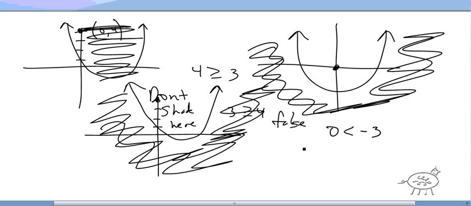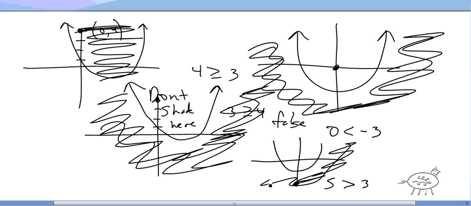Guys, if I would have done that same problem and I would have tested this point right here, do you think that point's going to be true or false based on this graph here? Well, of course this is going to be true. Whatever this value comes out to be, it's going to be something like 5 is greater than 3. Well, of course, then we're going to shade here. We're going to shade in the same place.